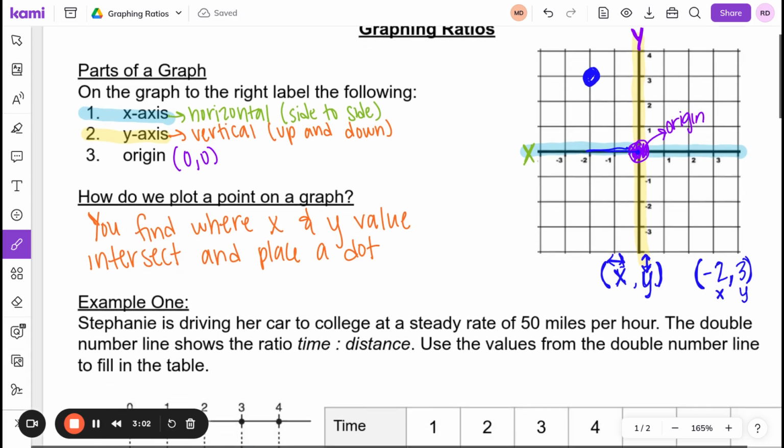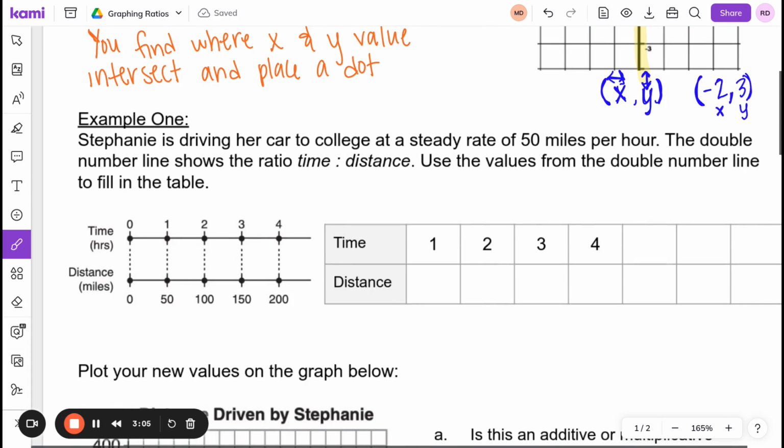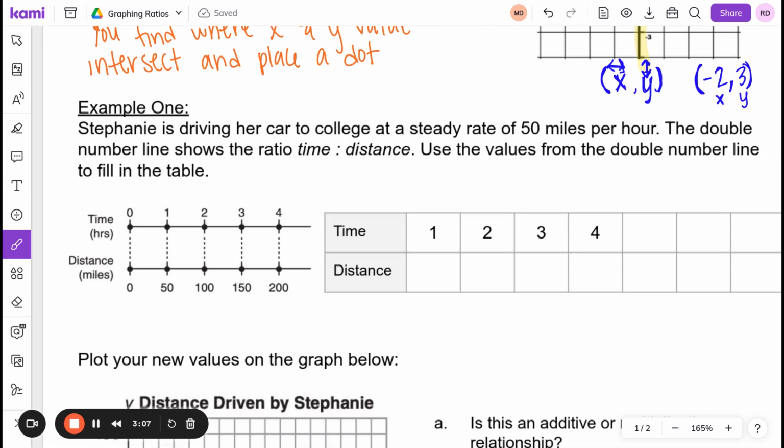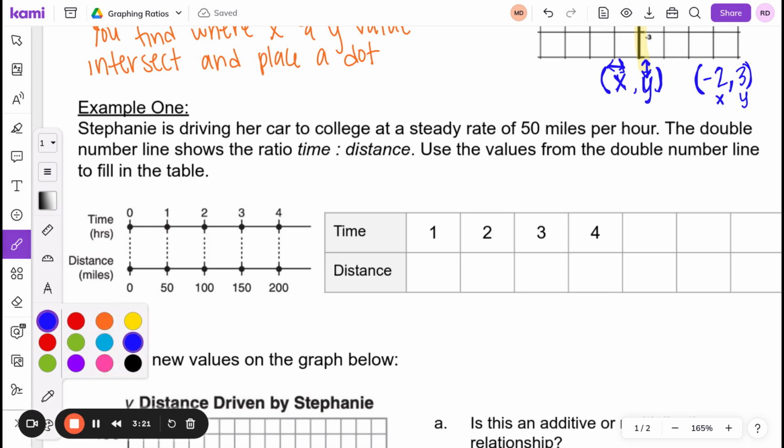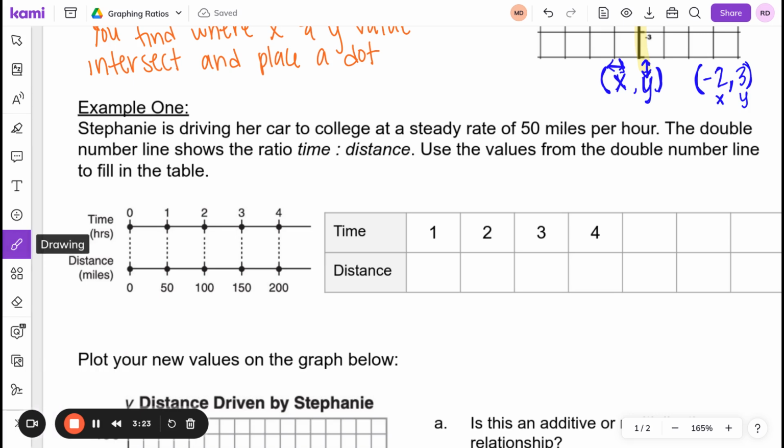So let's talk about graphing a ratio. So we have example 1. Stephanie is driving her car to college at a steady rate of 50 miles per hour. The double number line shows the ratio of time to distance. Use the values from the double number line to fill in the table. So it looks like they're going to give us a lot of information here, so we don't have to do as much math. So the first thing they give us is this 0, 0.